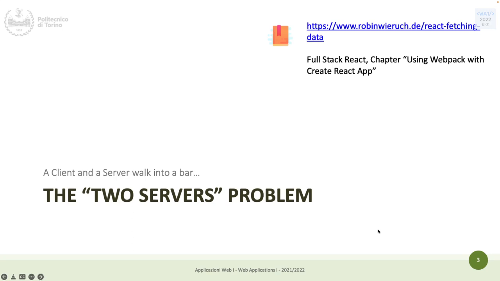The last part is a solution, not a possible solution, not part of the problem. Yeah. The problem, which is the two-server problem. I also mentioned to you before, half an hour ago. Where are the two servers? One is the React development server that we are using, and the other one? It's, in our case, the Express server.